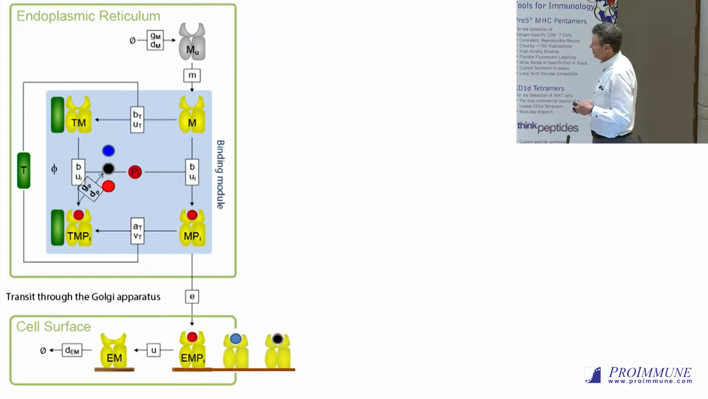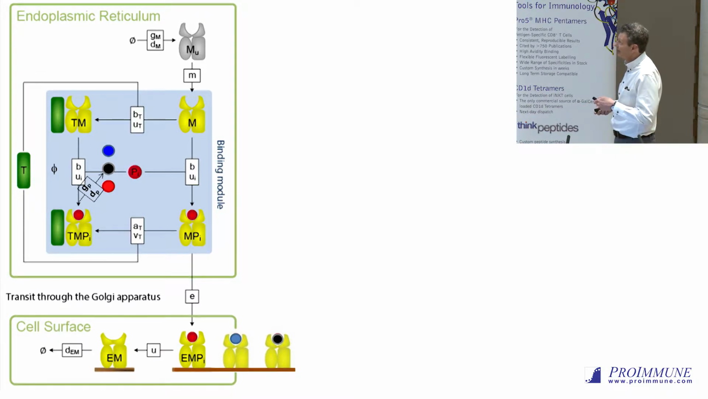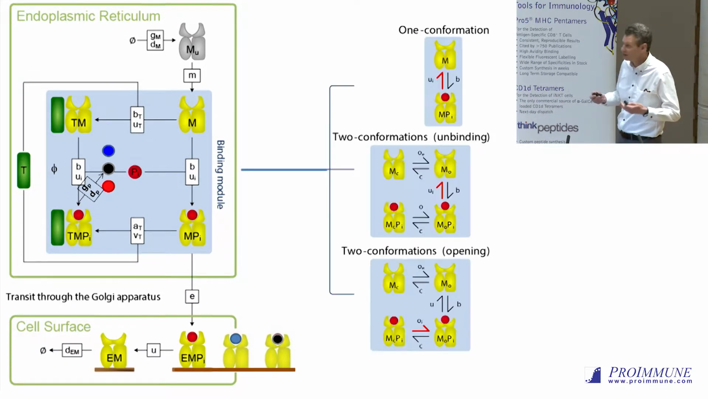The way that I'm going to talk about in the rest of my time is that it's used to predict the relative abundance of peptide MHC complexes at the cell surface, given some knowledge of the relative abundance of competing peptides inside the endoplasmic reticulum. That's what I'm going to talk about.